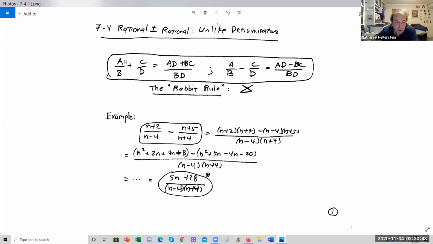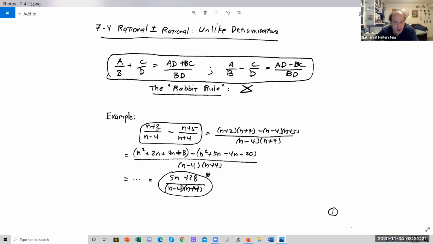Well, okay, you rescale this by d over d, you rescale this by b over b. We're left with AD plus BC over BD. And with the subtraction, it's the same thing, only with a minus: AD minus BC over BD. We saw this before with adding and subtracting fractions. So you multiply these two, you multiply these two, and you multiply these two. So you get this kind of crisscross pattern. Therefore my name for it, the rabbit rule.